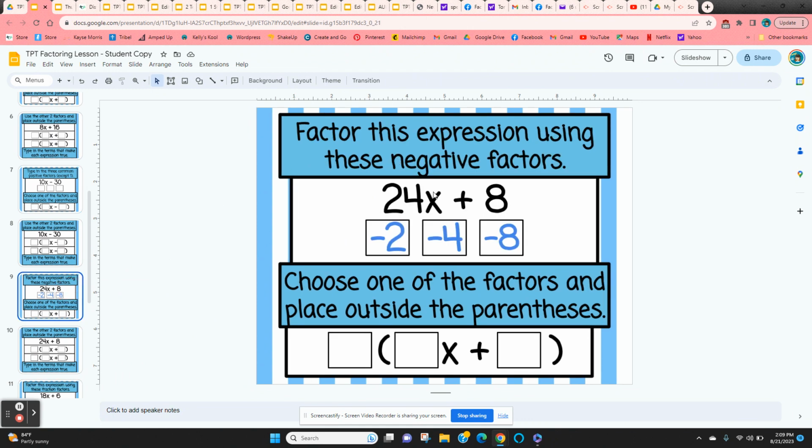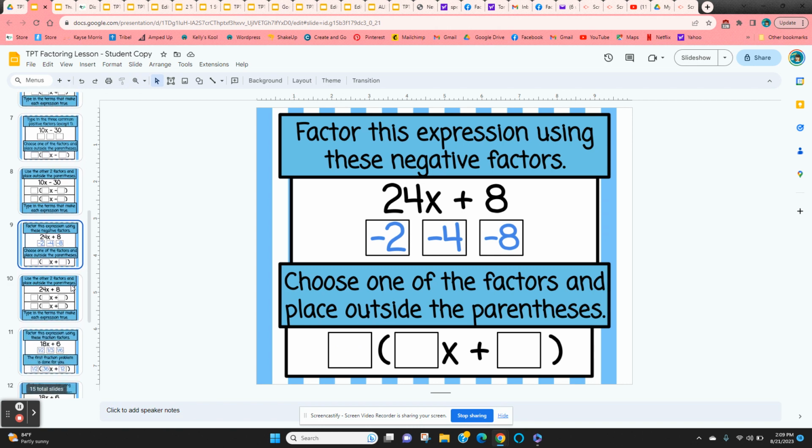Now here's an expression where it's asking the students to use the common factors that are negative. So in this case, it would be -2, -4, and -8. And they're going to use those 3 negative factors in order to create their factoring expression.